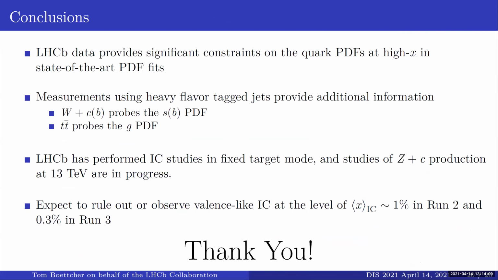So in summary, LHCb data places strong constraints on the quark PDFs at high x, and LHCb has also produced other measurements that can tell us something about the high x structure of the proton. In particular, we're very excited at the possibility that we'll be able to rule out or observe valence-like intrinsic charm at the level of 1% in Run 2 and 0.3% in Run 3. Thank you.